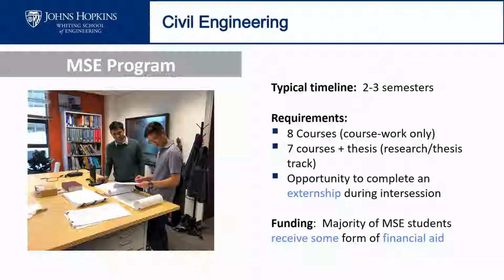The other option, if you were looking for our master's program as a stepping stone to the PhD program, either here at Hopkins or at some other university, is we offer a 7-course plus thesis option, which is the research track. That allows you to develop some research experience as you're here at Hopkins, and then move on to research if you want to as well.